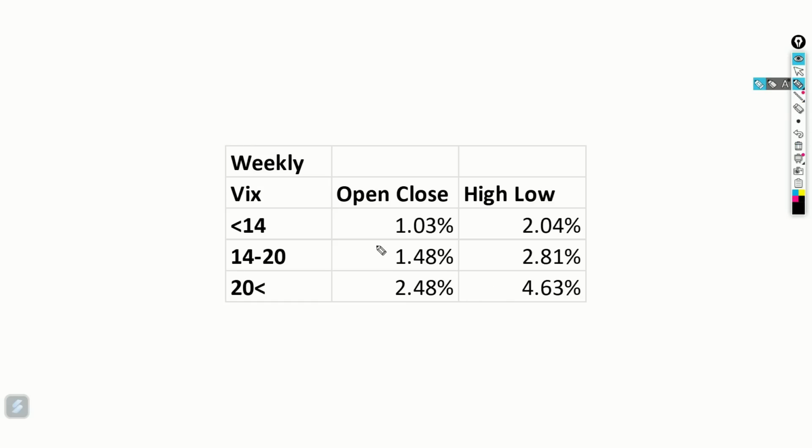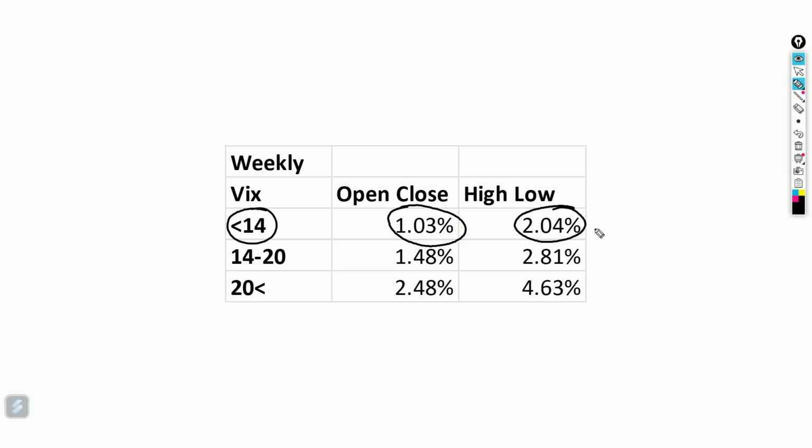So you can see here, when VIX is under 14, week open to week close is generally in the range of 1.03%. That means from the opening of the week till the closing of the week, the average is 1.03%. And when VIX is under 14, the difference between Nifty high and Nifty low, so here obviously we are talking about Nifty data only, the average difference between Nifty high and Nifty low in a week is 2.04%.